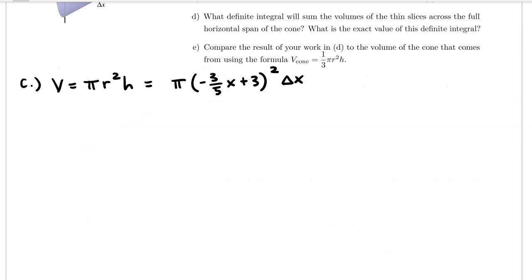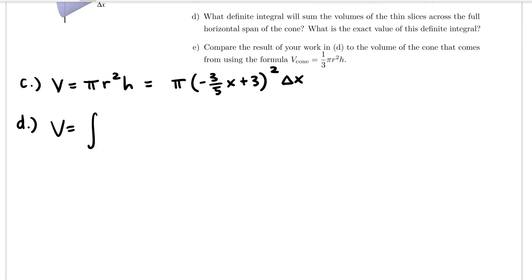Part D says, what definite integral will sum the volumes of the thin slices across the full horizontal span of the cone? What is the exact value of this definite integral? So we want to now find the volume of the entire cone, and we're going to set that up with a definite integral. Remember, our limits of integration are spanning the x-axis, and we can think about them as: where does my leftmost slice of bread start, and where does my last or rightmost slice of bread end?